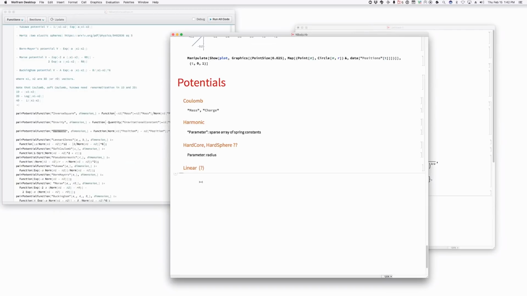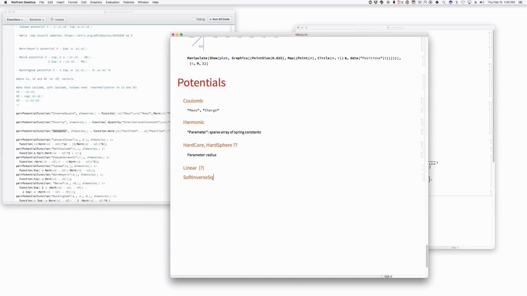Okay, so those all seem real. I don't know, what is soft Coulomb? It's to get rid of the singularity. So is there a soft gravity as well? There probably should be a soft inverse square. That would be the natural generalization.